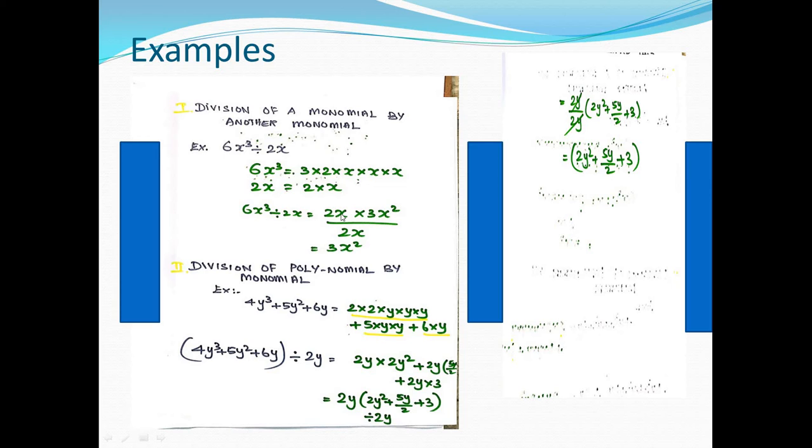See here, 2x is the common factor for the numerator and the denominator. So, I have written 2x here separately. The remaining factors are 3 and x squares, which remain here.